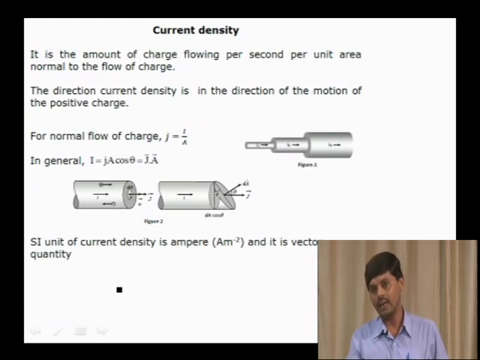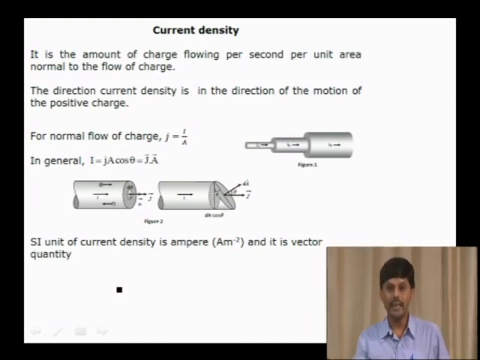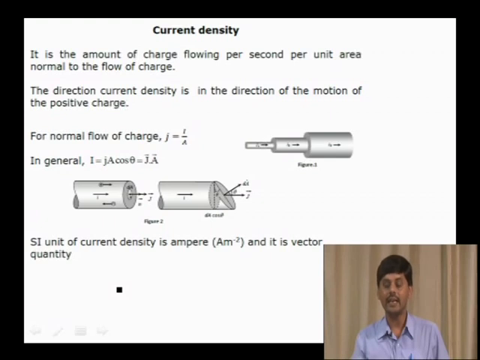Next, current density. See, it is the amount of charge flowing per unit area normal to the flow of the charges. The direction of current density is in the direction of the motion of the positive charges. Normal flow of the charges, J is equal to I by A, meaning current per unit area. In general, we take I is equal to JA cos theta, that is J vector dot A vector.